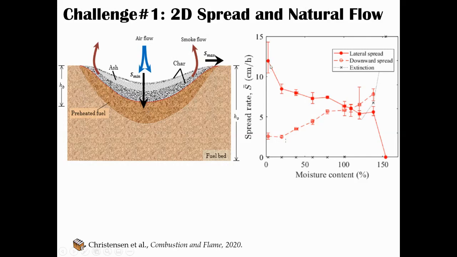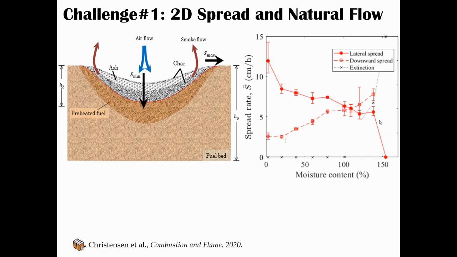This is the lateral spread over here, the circles, and you see that as we increase the moisture content, the spread rate decreases with moisture. And there is a point where it's so wet, it actually cannot spread anymore. And that's the critical value of moisture. But from completely dry to the critical, the spread rate is decreasing with moisture.